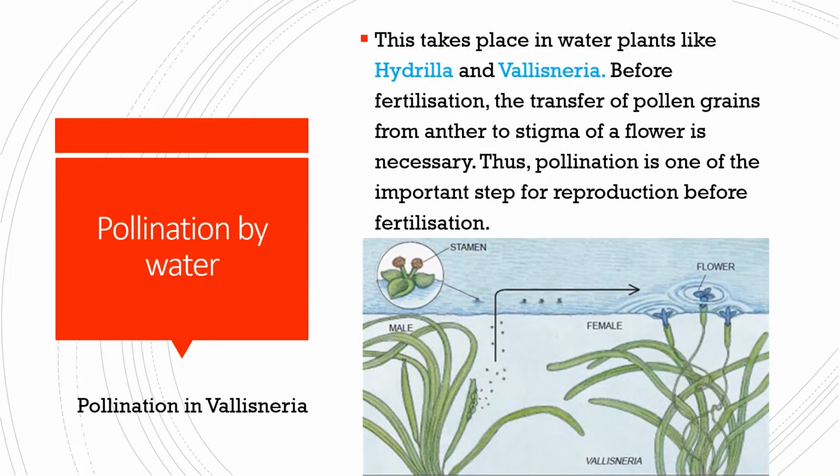Pollination by water. This takes place in water plants like Hydrilla and Vallisneria. Before fertilization, the transfer of pollen grains from anther to stigma of a flower is necessary. Thus, pollination is one of the important steps for reproduction before fertilization.